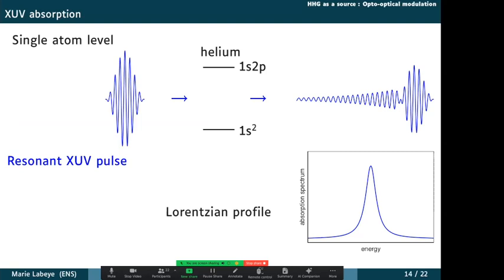In opto-optical modulation, which is a spectroscopy that was developed at Lund University, we use both an ultrashort XUV pulse and an IR pulse. And why is that? If I just send an XUV pulse on an atom, suppose it's mostly resonant with the transition, here for example the 1s to 2p transition in helium, then the atom will absorb the light, of course. But if the pulse is much shorter than the lifetime of the excited state, then after the pulse is over, the dipole will continue to ring, which is just free induction decay, right?